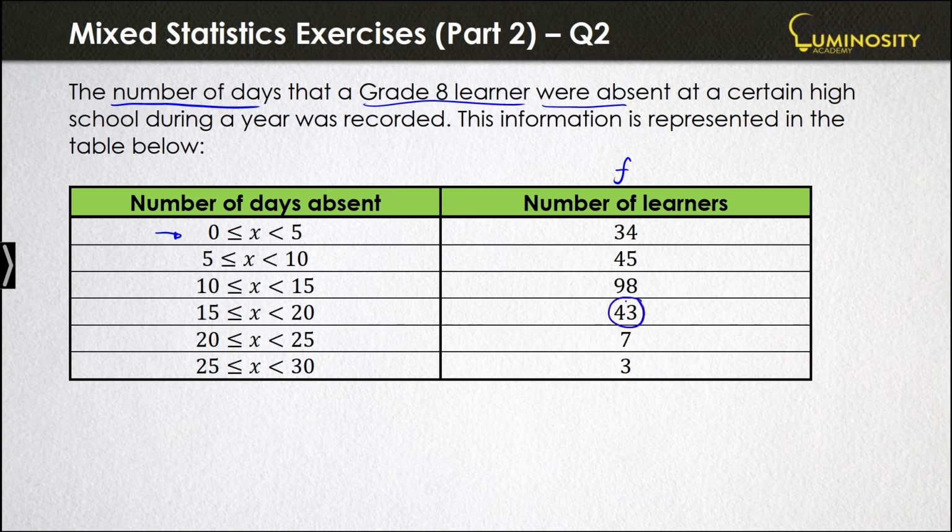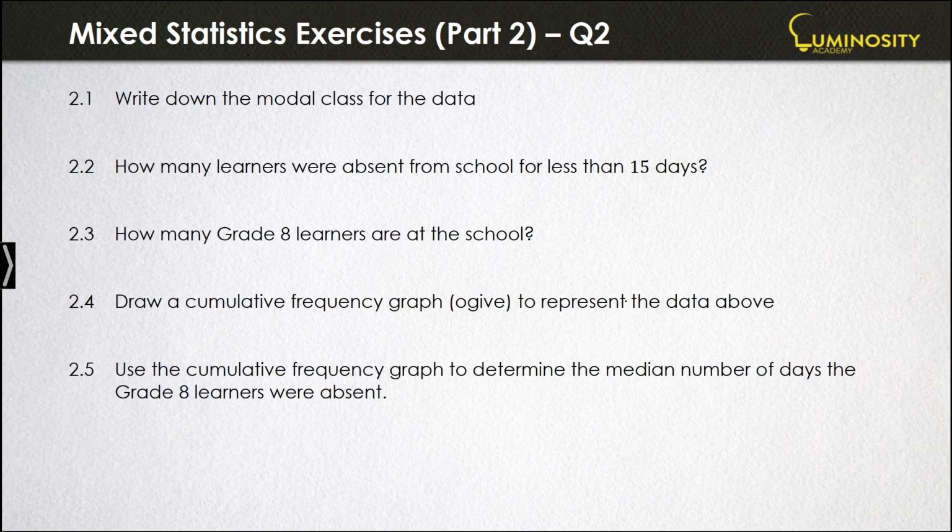For example, here, 43 learners had a number of days of absence between 15 and 20, in that range. So out of the 43, maybe one of the 43 was absent 17 days. Okay, so that's how we read this table. Write down the modal class of the data.